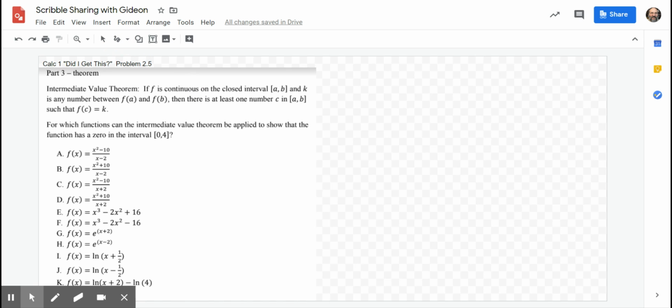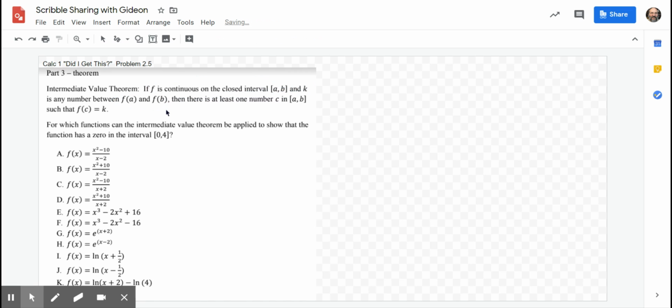So we've got an if f is continuous on the closed interval, okay? So we need the function to be continuous on the interval we're talking about. And k is any number between f of a and f of b, okay? So that means f of a and f of b are the values of the endpoints. a and b are the endpoints of the interval. f of a and f of b are the values of the function at the endpoints. So k is any number between. Okay, so we have to be between the value at the left endpoint and the value at the right endpoint.